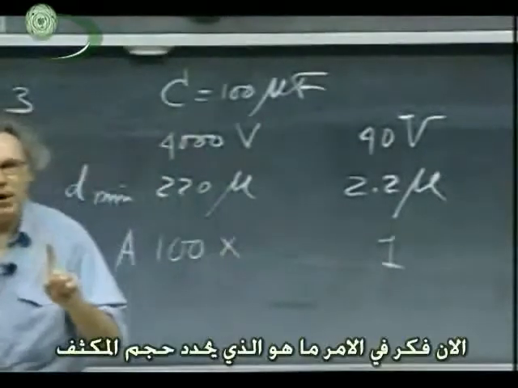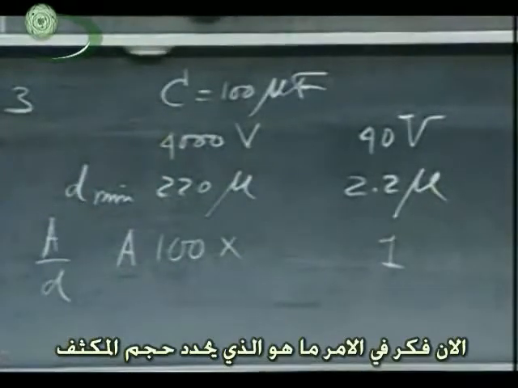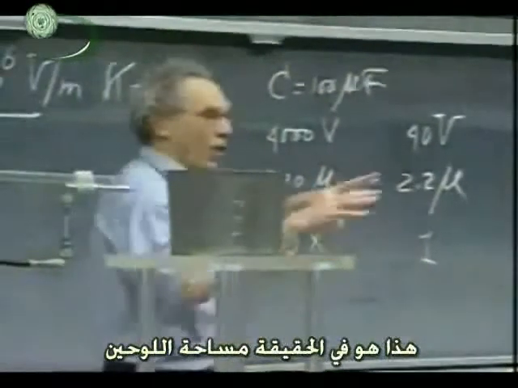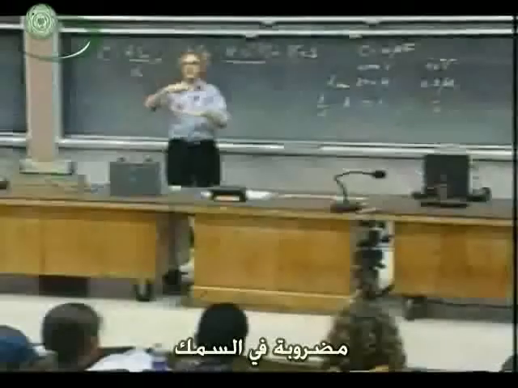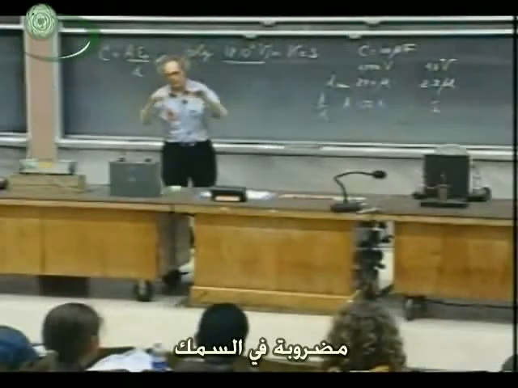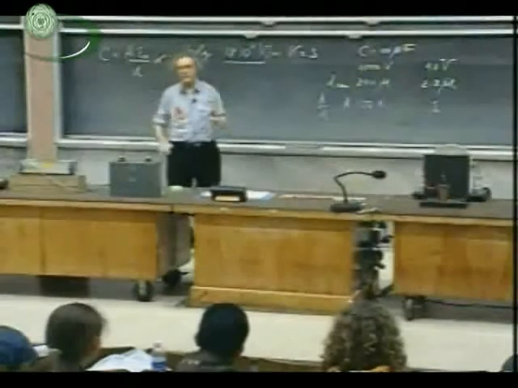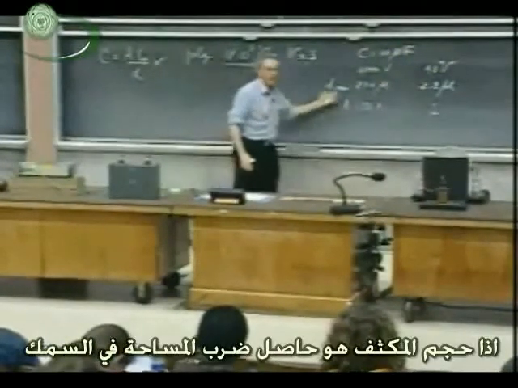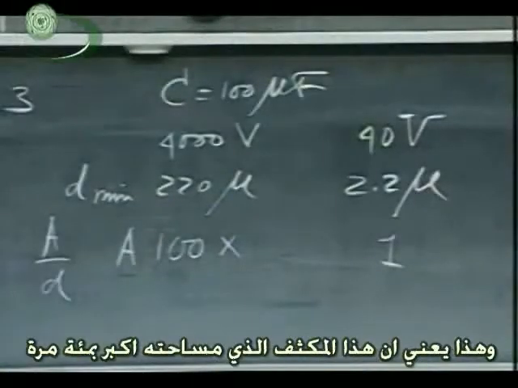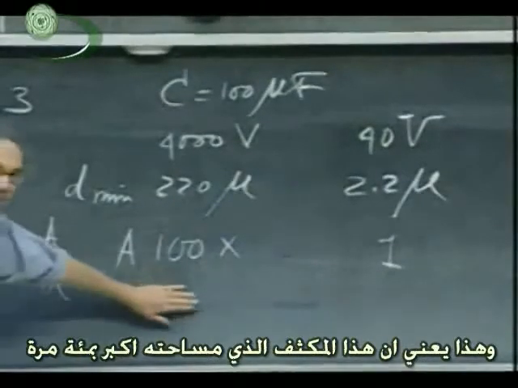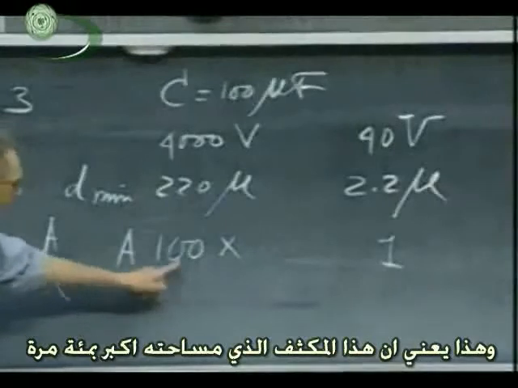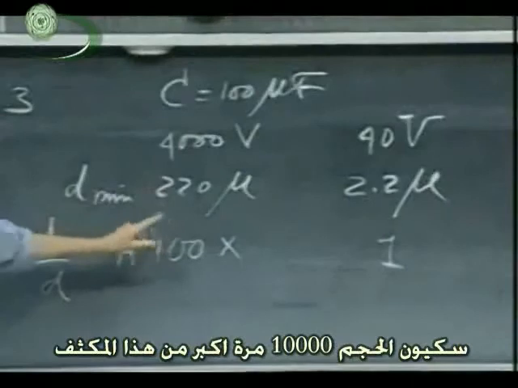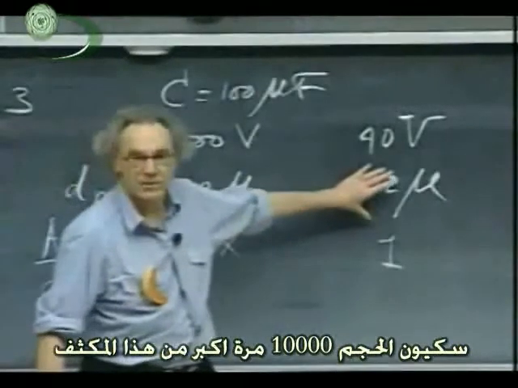But now think about it. What determines the volume of a capacitor? That's really the area of the plates times the thickness. If I ignore for now the thickness of the conducting plates, then the volume of a capacitor clearly is the product of the area and the thickness. And so this capacitor, which has 100 times larger area and is 100 times thicker, will have a 10,000 times larger volume than this capacitor.